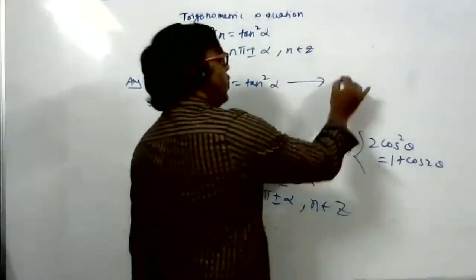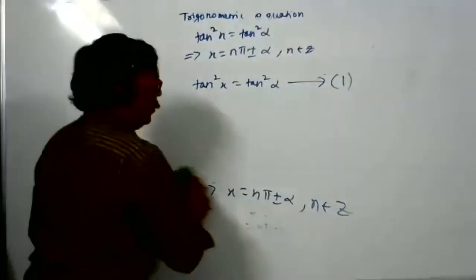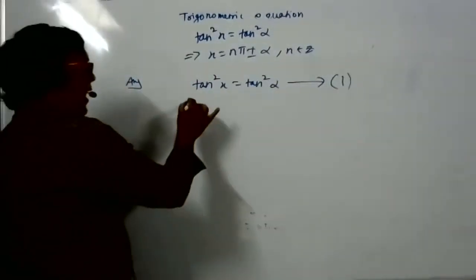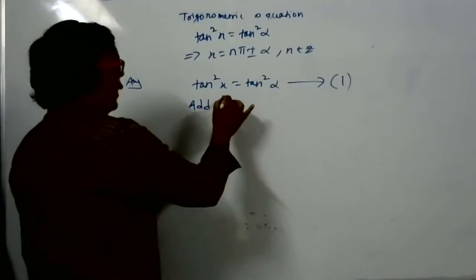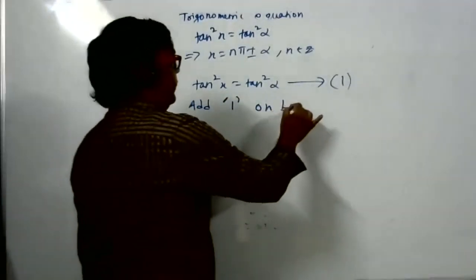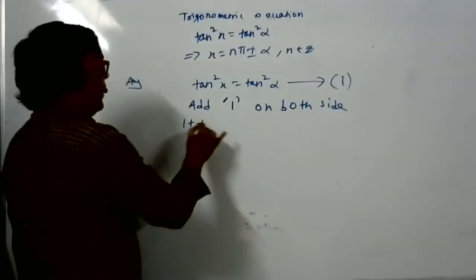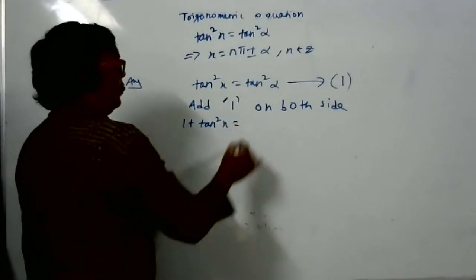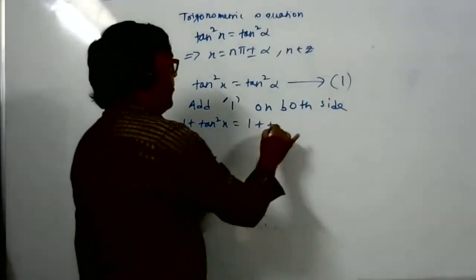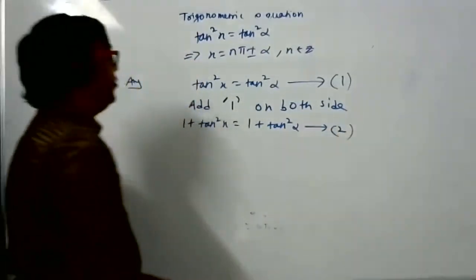We can use componendo dividendo also, but suppose we don't use that. What will we do? Add 1 on both sides. Add 1 means what should I write? 1 plus tan square x is equal to 1 plus tan square alpha. This is the first equation. Second equation.